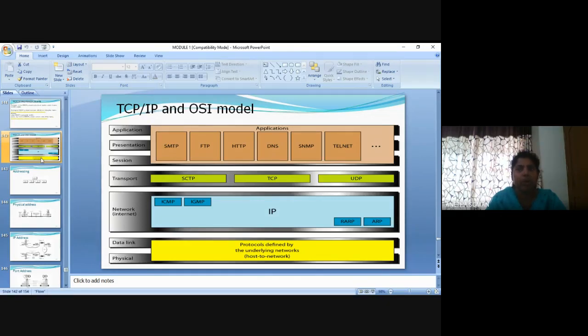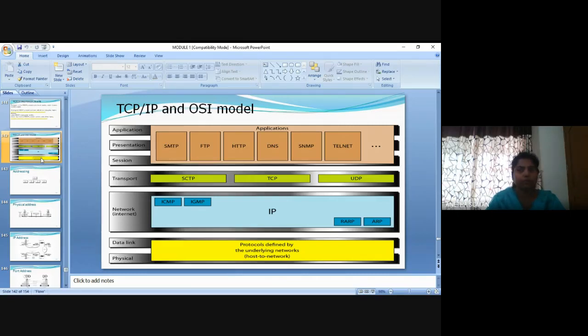It is used to find the physical address of a node if we know the IP address. All the nodes have got an IP address as well as a physical address. So if you want to find out the physical address by knowing the internet address or the IP address, you make use of this ARP protocol. This physical address keeps changing as you go from node to node, but the IP address does not change at all.